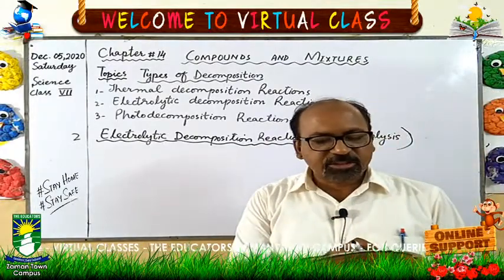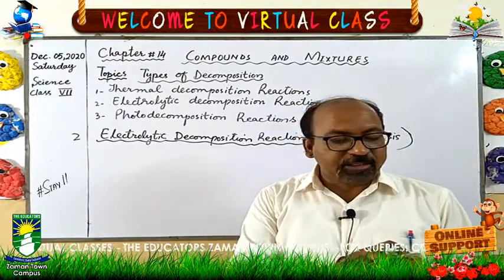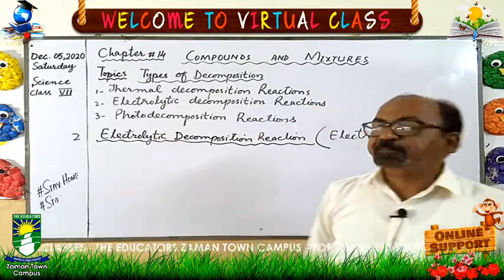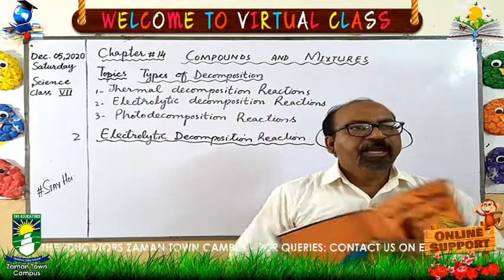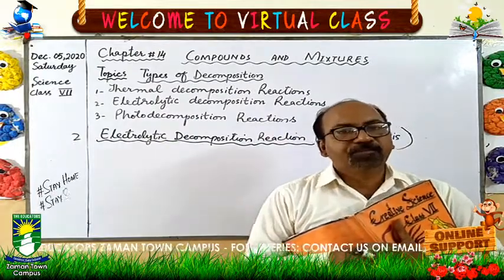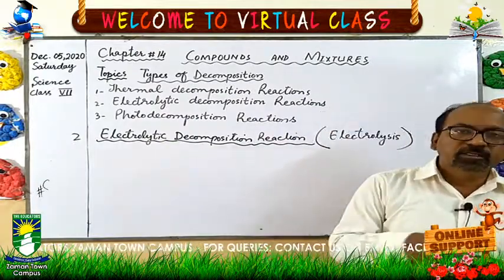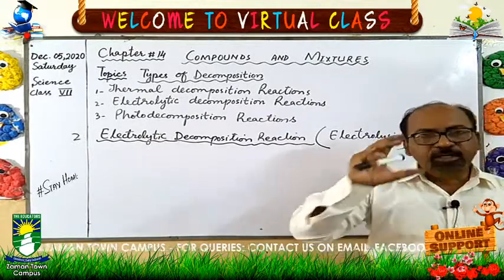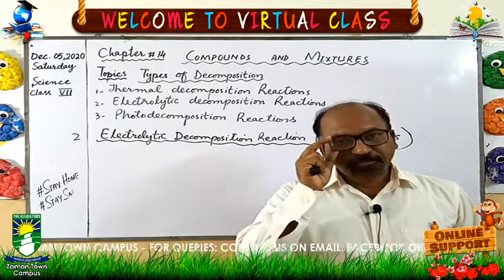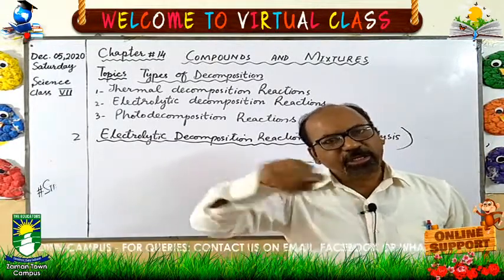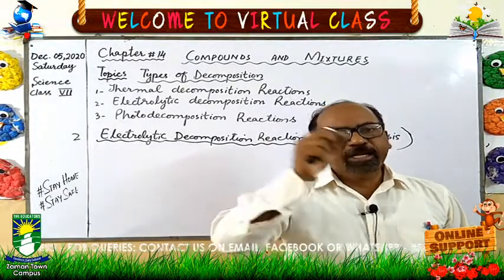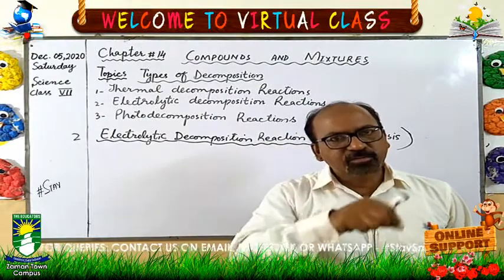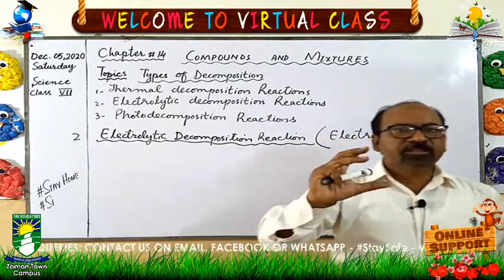Electrolytic decomposition may result when electric current is passed through the aqueous solution. So the question is, what is aqueous solution? Aqueous solution is when any solution is made in water. Water is used as a solvent and any solute is mixed into the water. Solute means solid particle. When any solute is mixed into the water, it makes the aqueous solution.